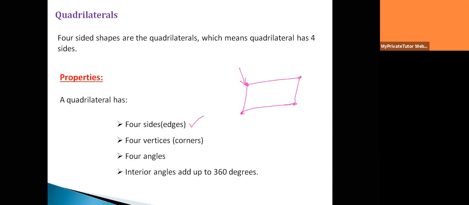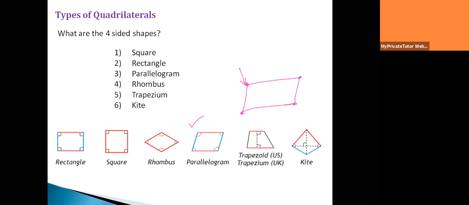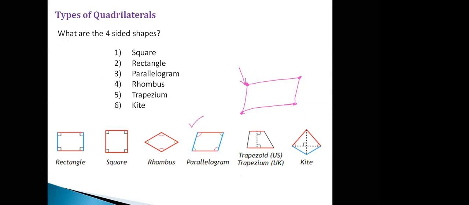I hope you guys know the types of quadrilaterals. These 6 types are the basic types, guys: the square, the rectangle, the parallelogram, rhombus, trapezium, and kite. These are the basic 2D shapes, or rather the basic quadrilaterals, the four-sided shapes.